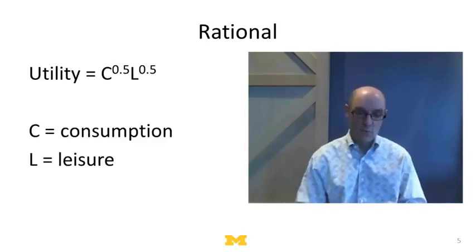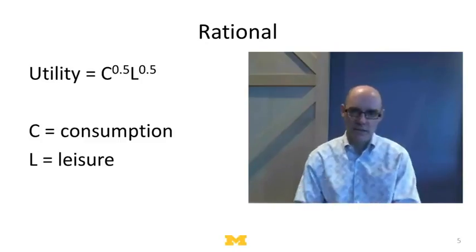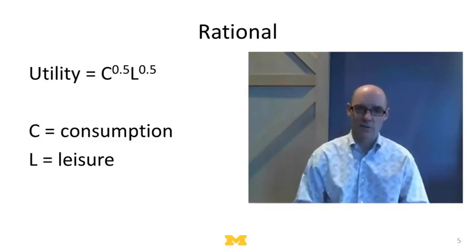Well, what you do is you'd write down a function, a utility function. You say the utility depends on consumption and on leisure. And you might assume something like this one: it's the square root of consumption times the square root of leisure. Now, why would you assume that?